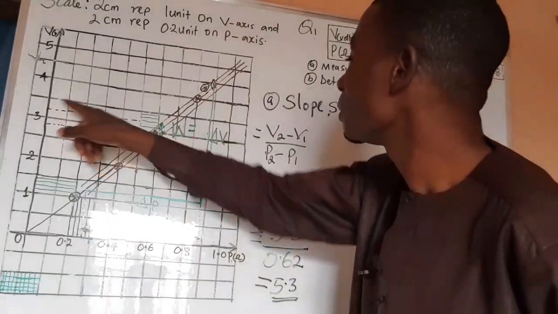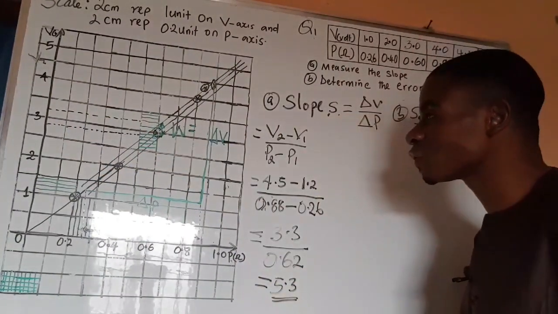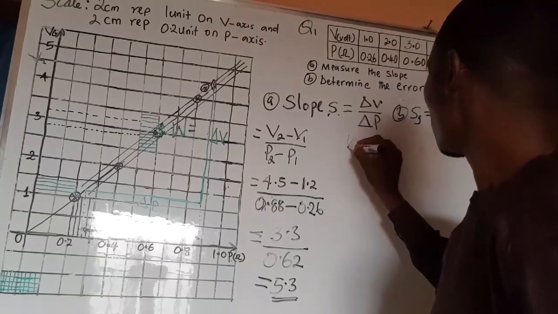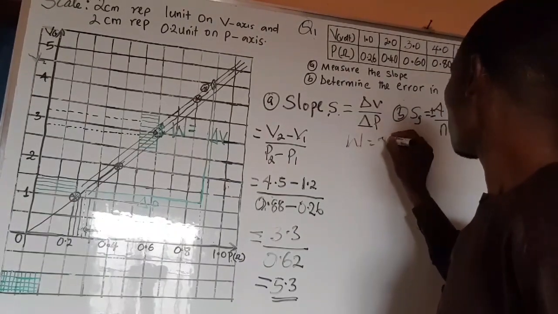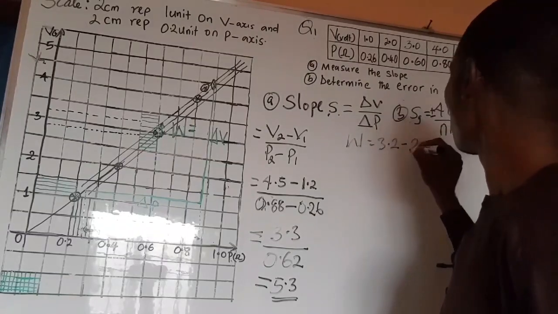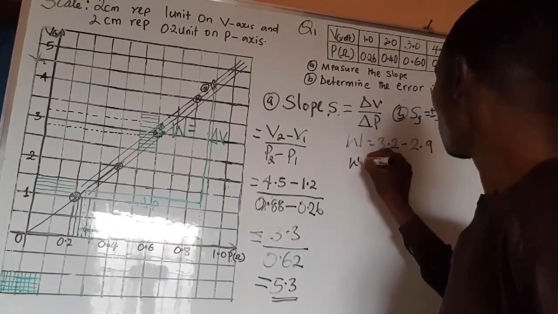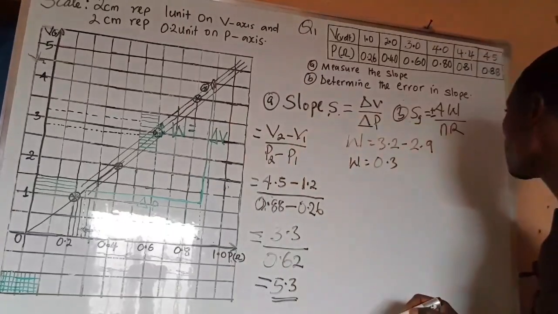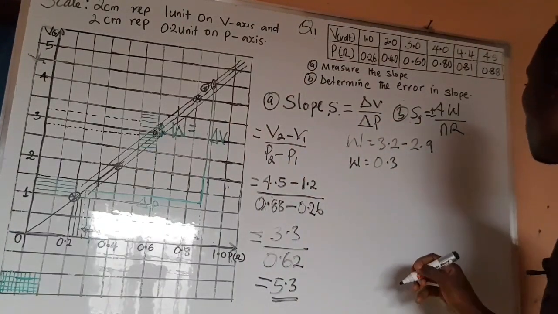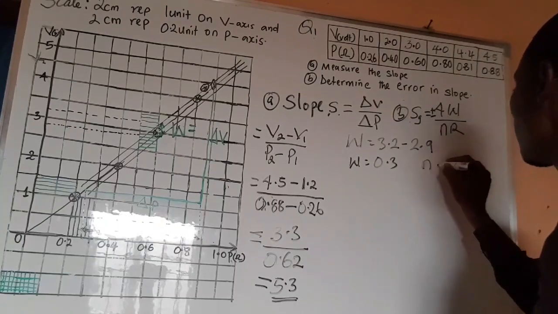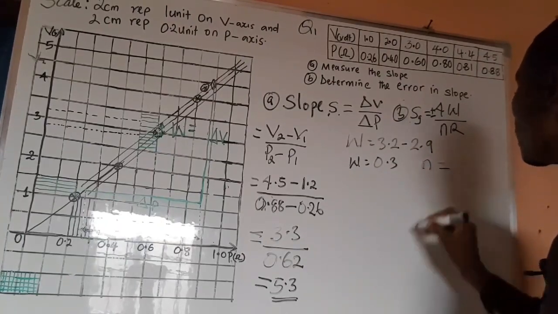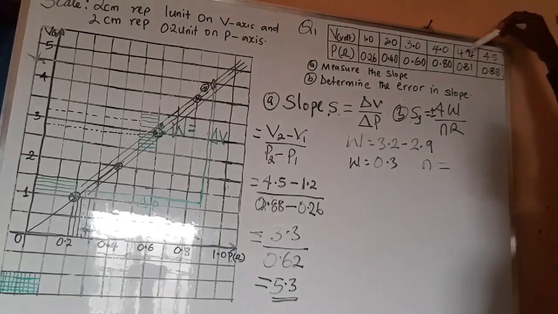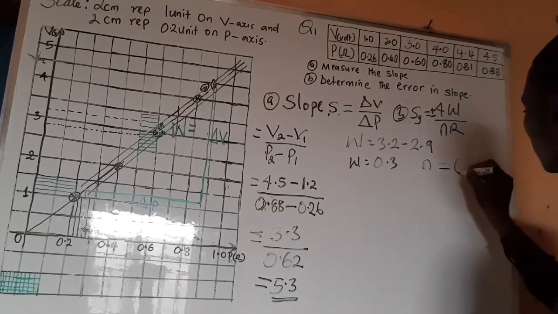The highest number is 3.2. So W is equal to 3.2 minus 2.9, and W is going to give us 0.3. That means here is 0.3. Okay, so this W is 0.3. So we need another number again, and the n is just the number. You go to your table of values and count 1, 2, 3, 4, 5, 6. That means the n is 6.